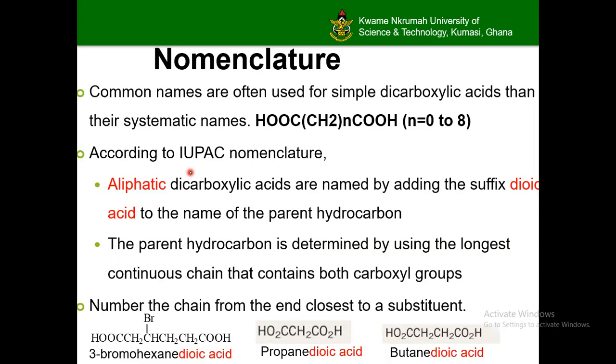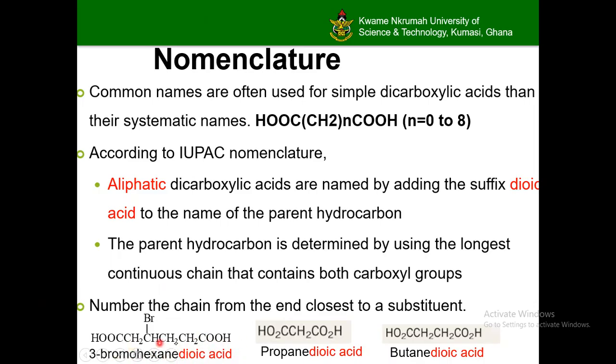So always we get the parent chain. Now we count the parent chain from one carboxylic acid to the last carboxylic acid. So we take them from either side. But always, if there are substituents, we should name it such that we give the lowest numbers to the substituents available. So the first example here: the name is 3-bromohexanedioic acid. So 3-bromohexane is the parent name. Then we add dioic acid.